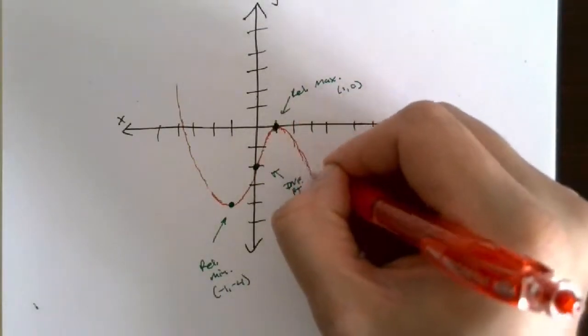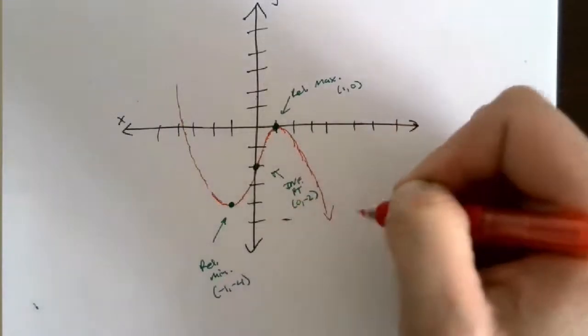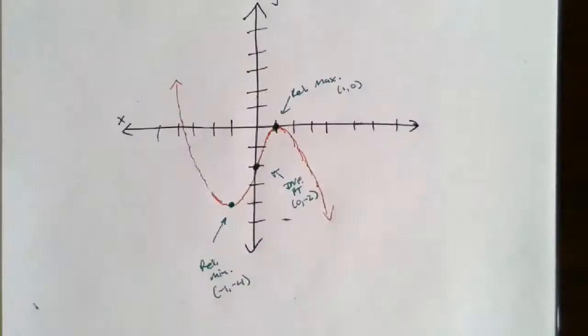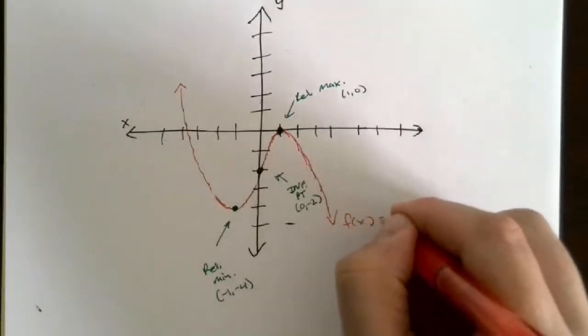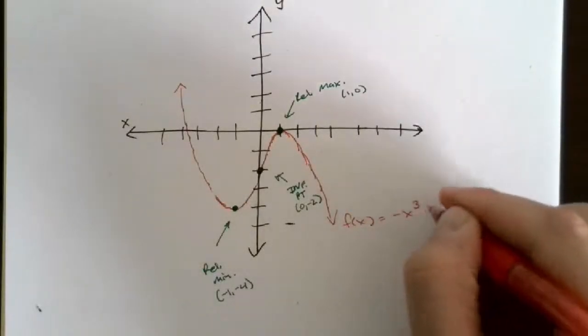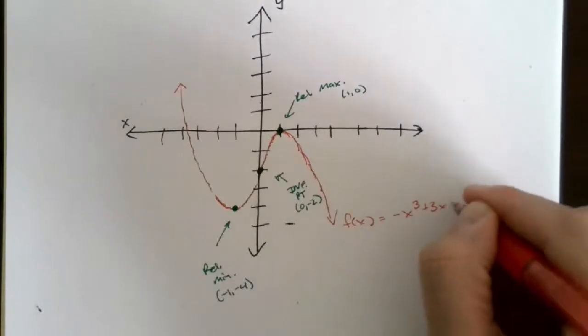And remember, this is supposed to be concave down the rest of the way. Arrows on the ends of this because it does go on forever in both directions. And this would be the sketch of f of x that we just did. F of x equals negative x cubed plus 3x minus 2.